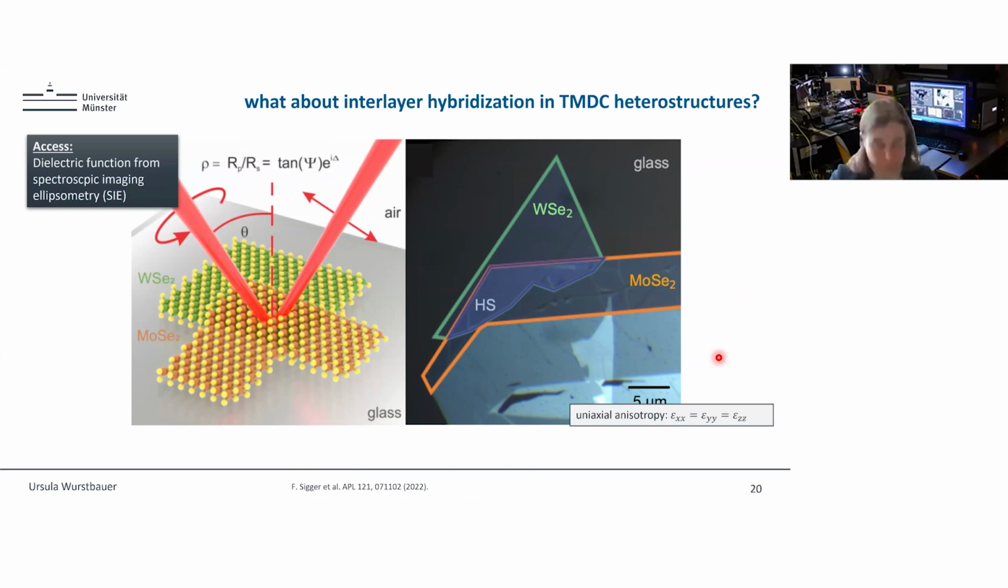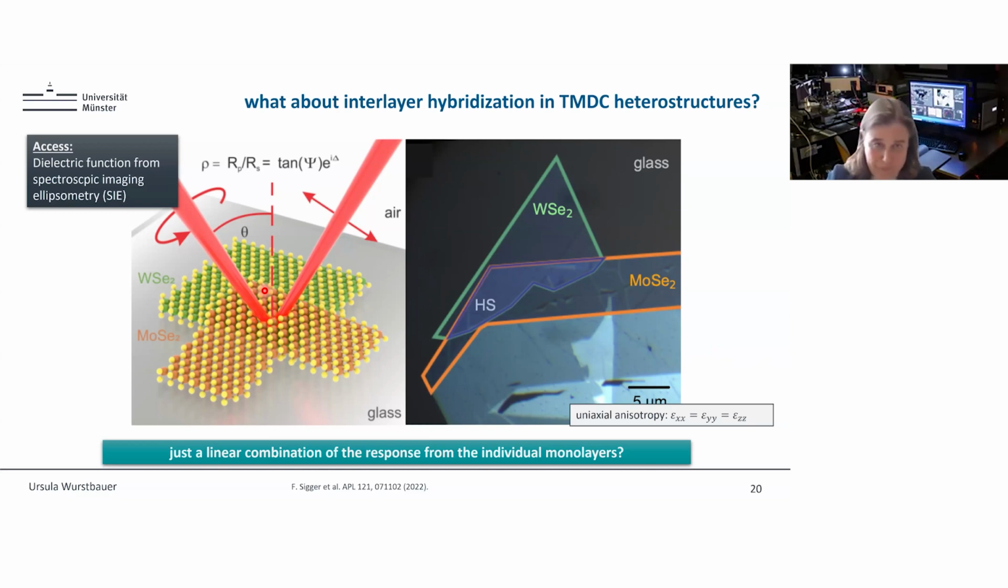Each of them has a direct band gap. Each of them is a semiconducting transition metal dichalcogenide. And our question here was, if we combine those materials, does it behave like just two stacked layers on top of each other, more or less independent from the stacking? Or does the combined region somehow form a new type of material which needs to be considered and modeled in a, let's say, different way? And that was exactly the result that we then got out of this.